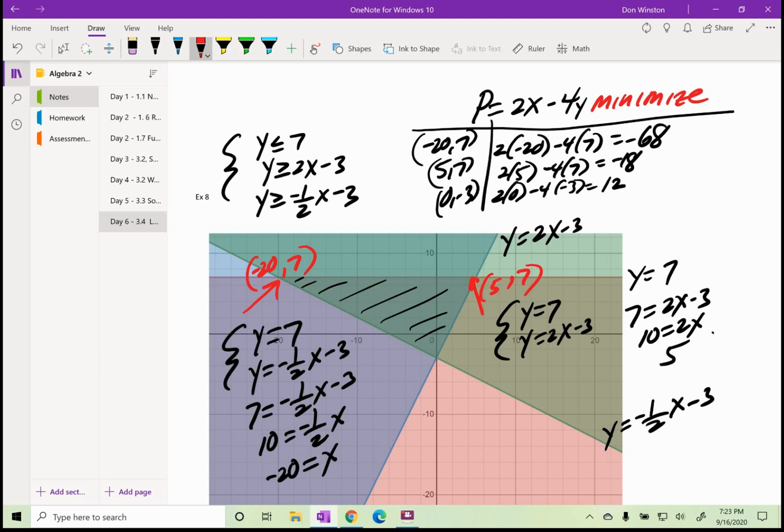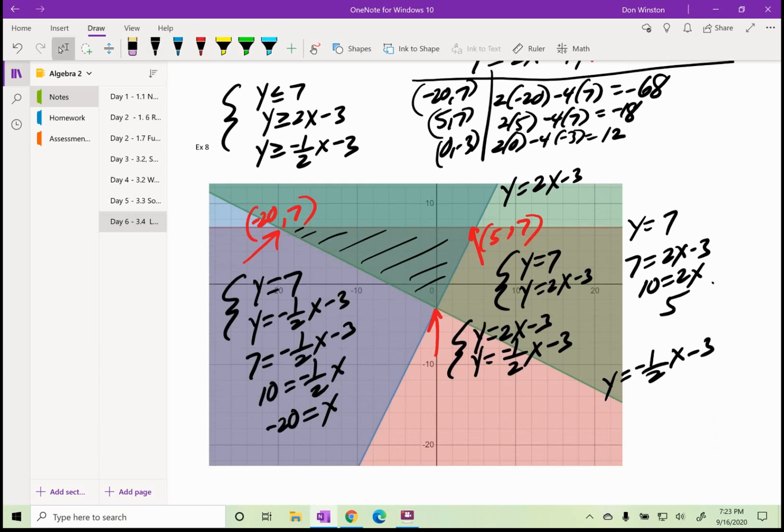And then lastly, we want to evaluate this corner point. Well, that's the intersection of those two lines. That's the intersection of y is equal to 2x minus 3, and y equals negative 1/2 x minus 3.